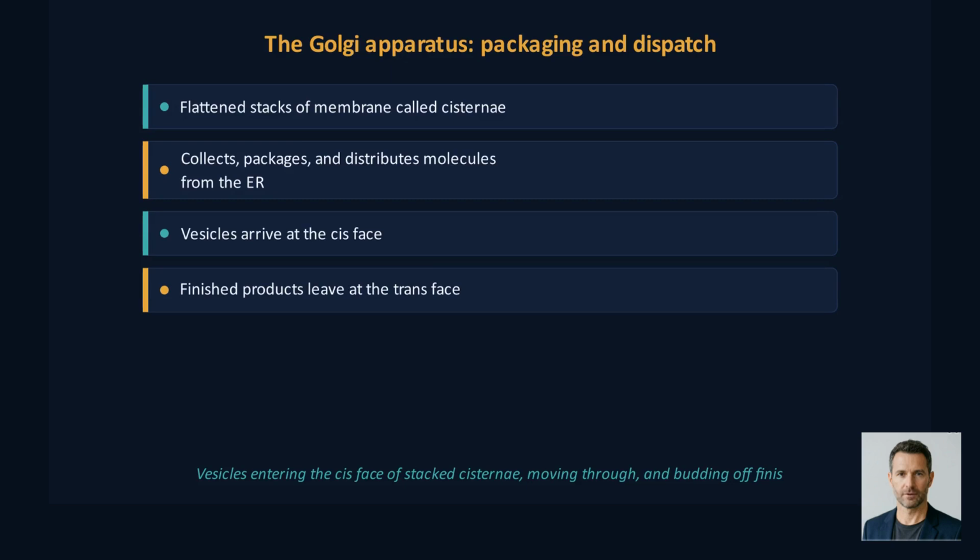Vesicles arriving from the endoplasmic reticulum enter at one side, called the cis face. The molecules move through the stack, and finished products leave from the opposite side, the trans face. So cis is the receiving dock and trans is the shipping dock. By the time a product leaves the trans face, it has been packaged and is ready to be sent to wherever in the cell, or beyond it, that it needs to go.